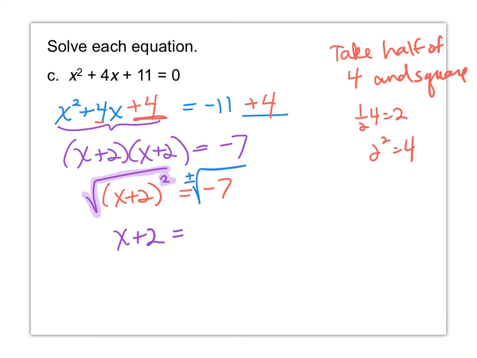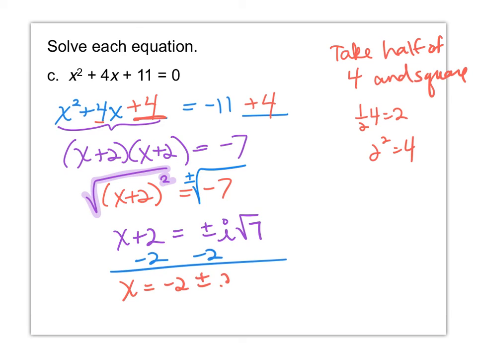Then the square root with that power of 2 are inverses, so our equation becomes x plus 2 on the left side equals plus or minus the square root of negative 7, but that square root of a negative is imaginary, so we can bring that imaginary unit out in front and write this as plus or minus i square root of 7. Now we can subtract 2 from both sides to get x by itself, and we get x equals negative 2 plus or minus i square root of 7. So x equals negative 2 plus i square root of 7 is one answer, and x equals negative 2 minus i square root of 7 is another answer.